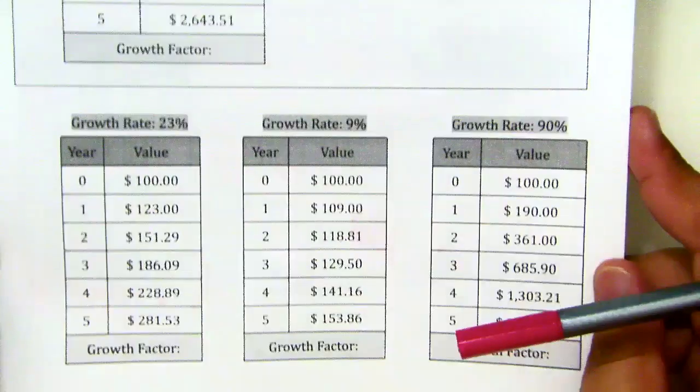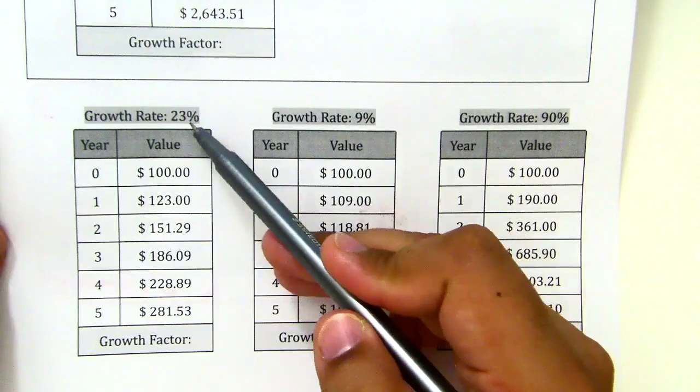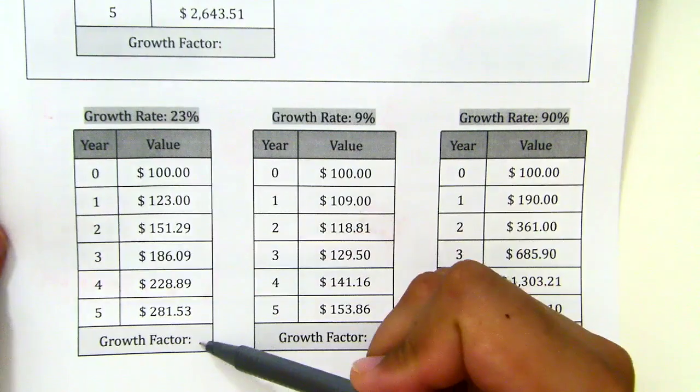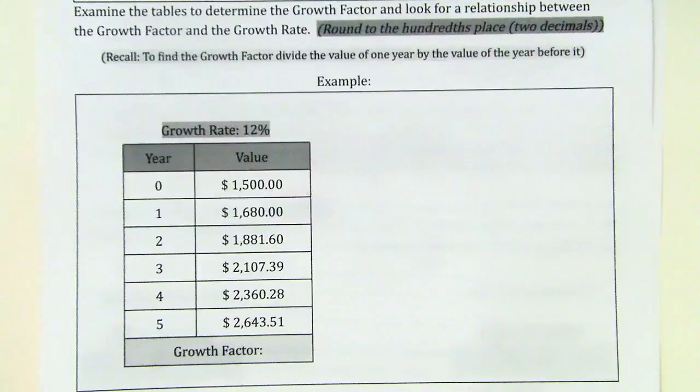So, three examples at the bottom. I have the table, I tell you what the growth rate is, and you're going to find the growth factor. Let me just show you an example of how to do it here. Again, it's easy to find the growth factor.